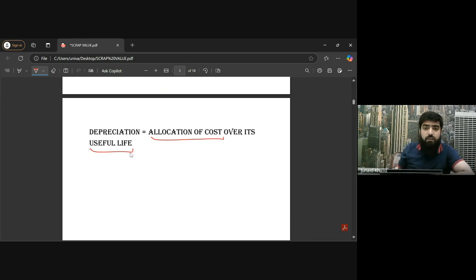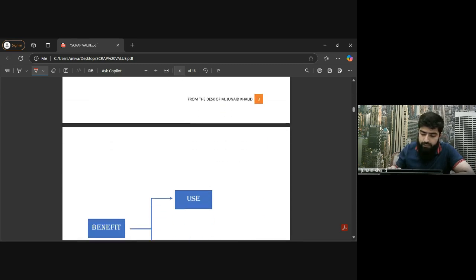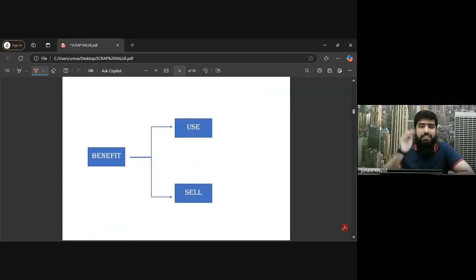That is known as depreciation. Why? Because we all know that if you have bought an asset, we can take the benefit from that asset in either of two ways, either by using the asset or by selling the asset. For example, if I've bought an asset for, let's say, $600,000, it means I will take the benefit of it.